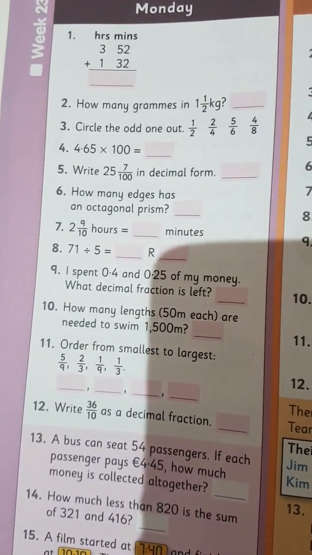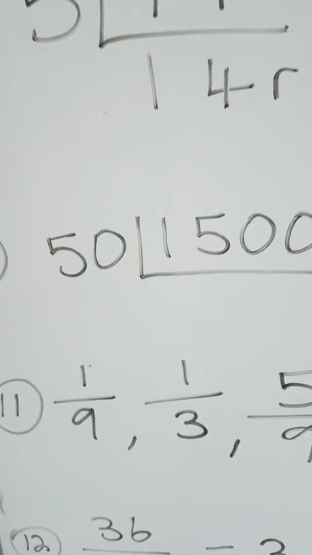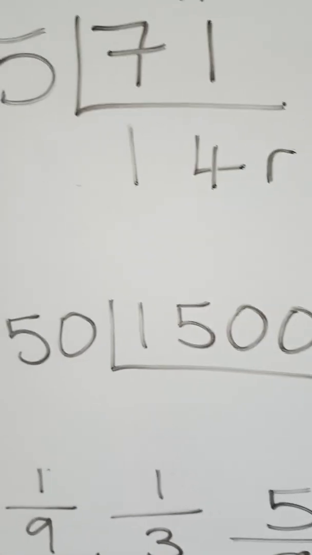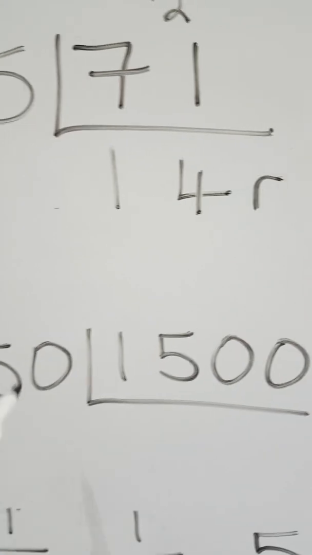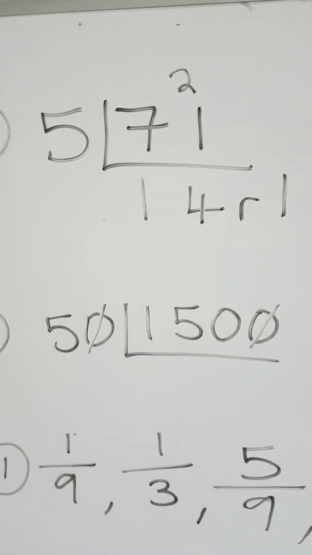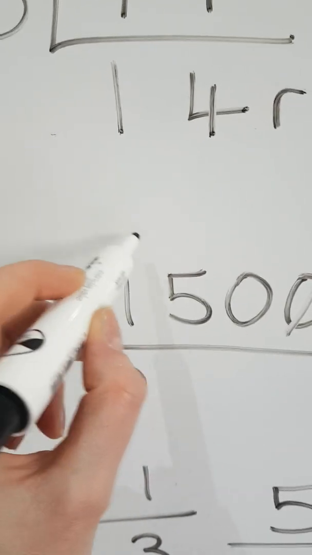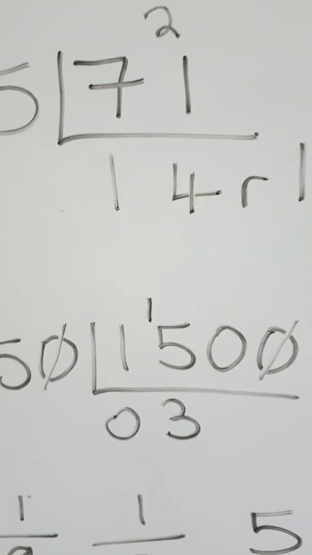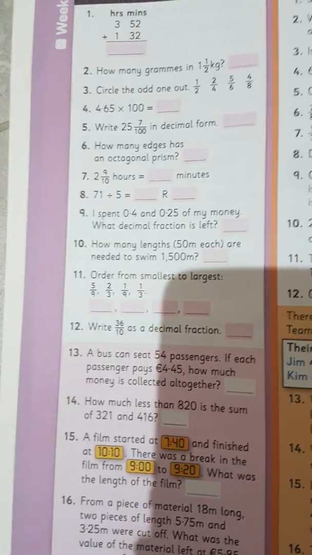Question 10. How many lengths, 50 meters each, are needed to swim 1,500 meters? So that's going to be a dividing sum, 50 into 1,500. Now that's actually long division, which we haven't done yet. So to make that easier, I can just knock off the zeros here and then make it 5 into 150. So 5 into 1 doesn't go. So bring over my 1, and then 5 into 15 goes 3 times, and then 5 into 0 doesn't go, so the answer there is 30.